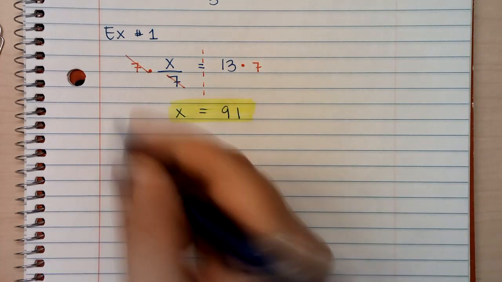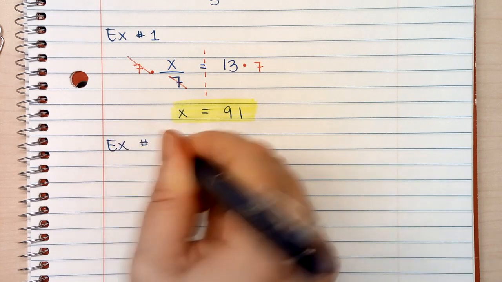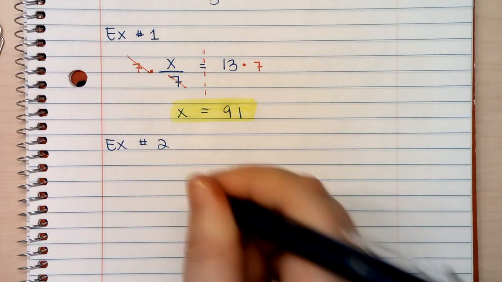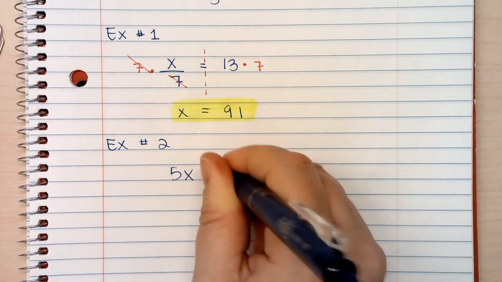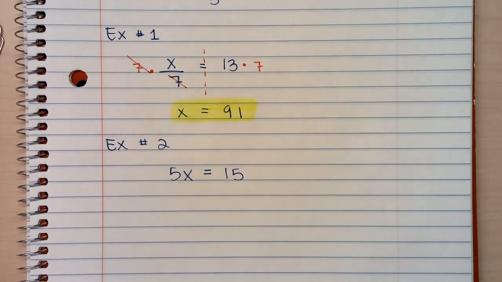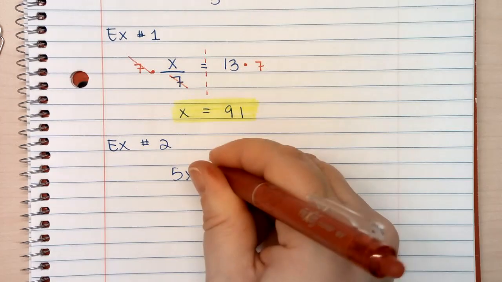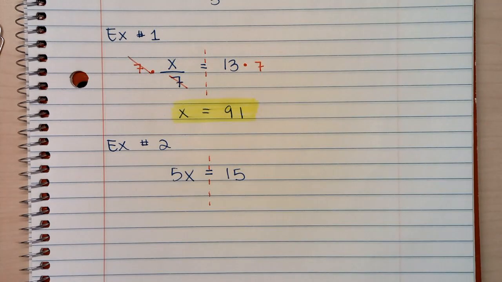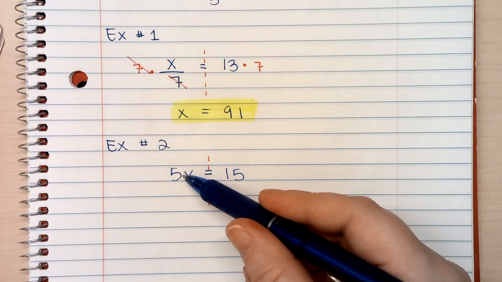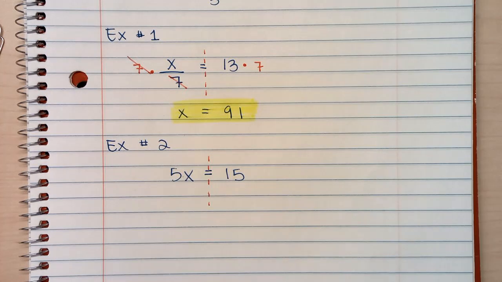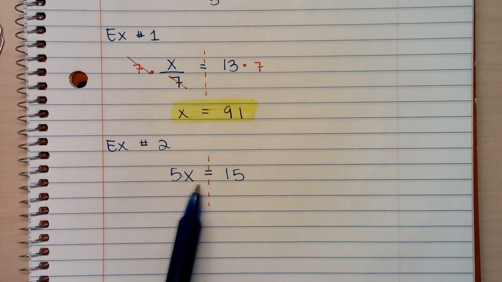Next example. We have 5x equals 15. Notice when we have the 5x, that means 5 times x. There is no dot, there is no asterisk or star, there's no parentheses. When you have 5 next to a variable, this just means 5 times x.